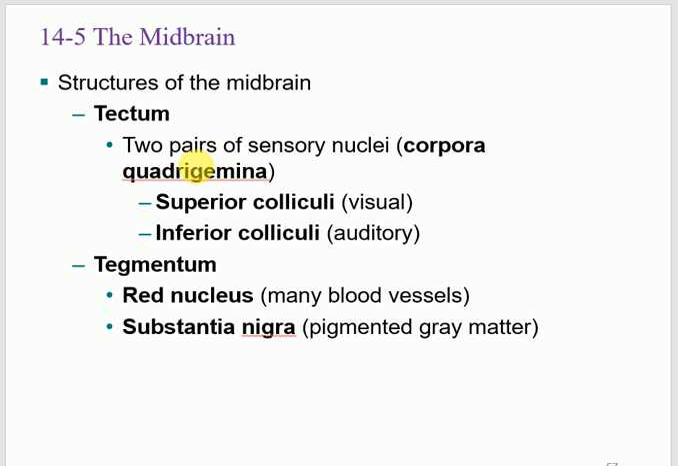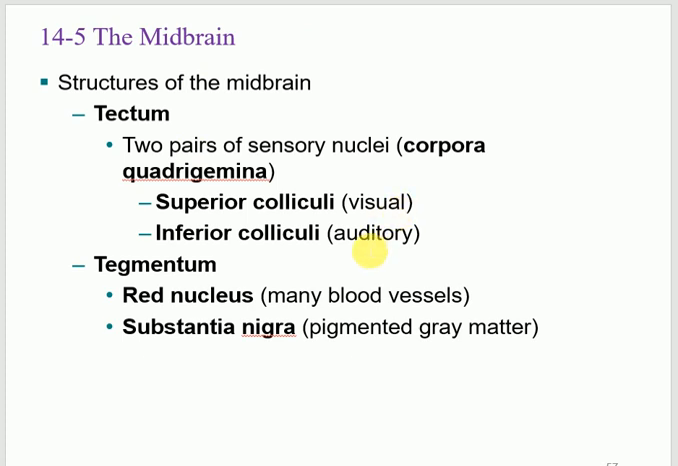Quadrigemina. Corpora quadrigemina. Quad means 4. You have the 4 bodies. You will see it in the lab. 2 superior right here, right and left, and 2 inferior. Clear? This is part of the midbrain. Superior is for vision, and the inferior is for auditory function. You need to know this.